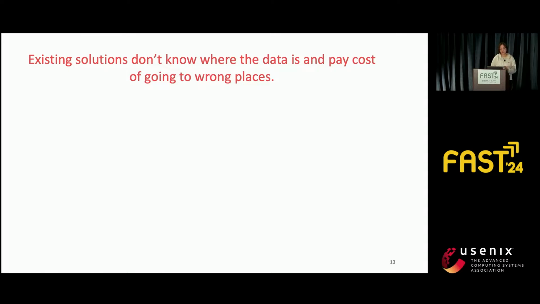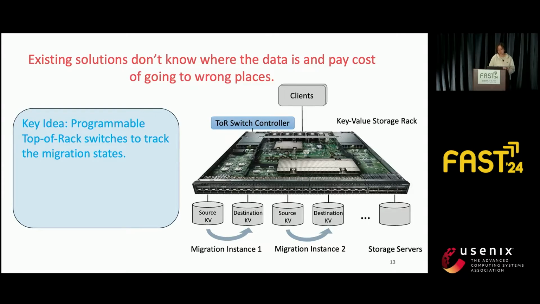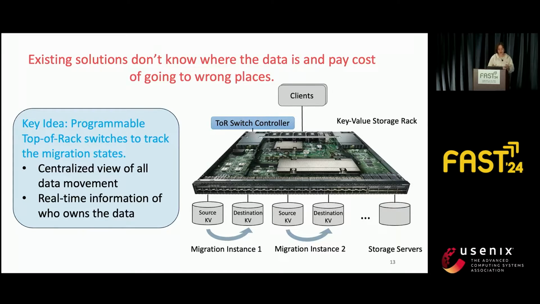Existing solutions fall short because they don't know where the data is, and they pay the cost of going to the wrong places to fetch the correct value. So our key idea is to leverage a network-based solution, the top-of-rack programmable switch, to track the migration states. The advantage of the top-of-rack switch is that it has a centralized view of all the data movement under the rack, and thus it can have real-time information about who owns the data.